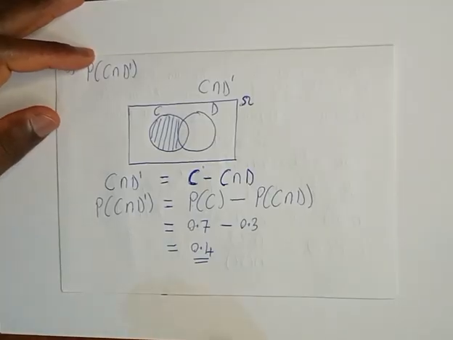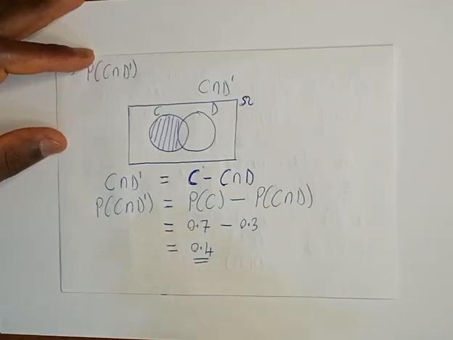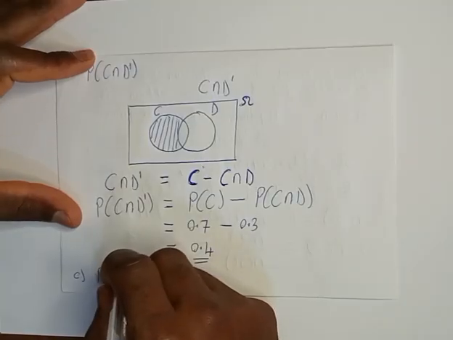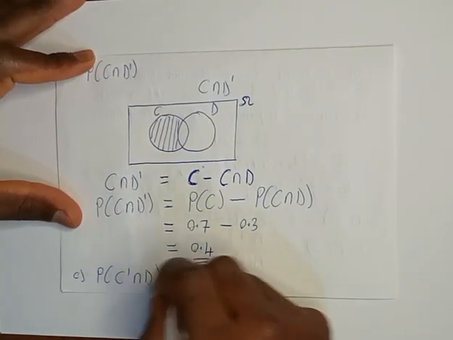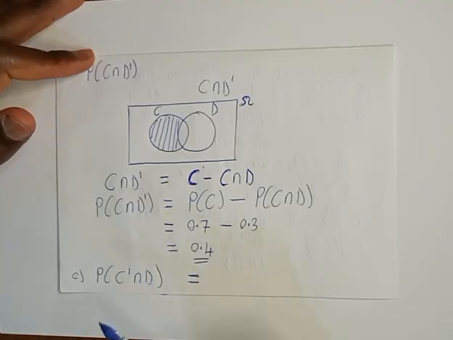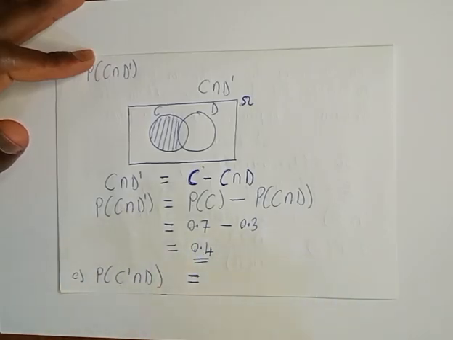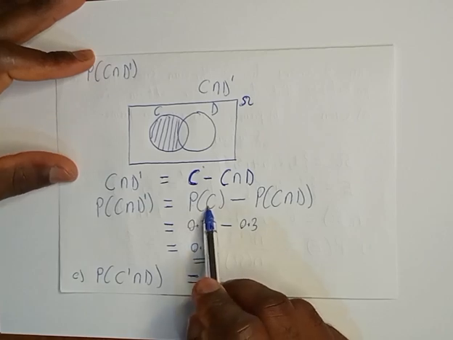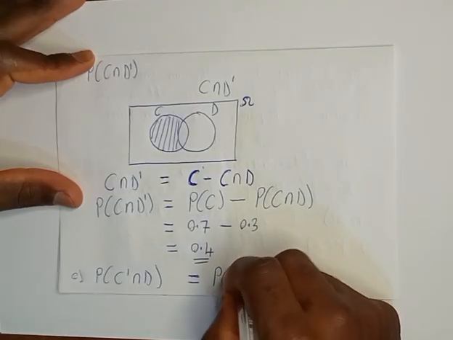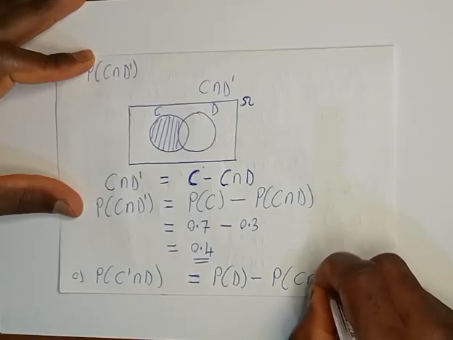We move now to question C. We have to find P of C prime intersection D. P of C prime intersection D will simply be equal to, representing this on a Venn diagram, we are going to apply the same formula. The formula will almost be like this. We are going to replace C with D. This will give us P of D minus P of C intersection D.